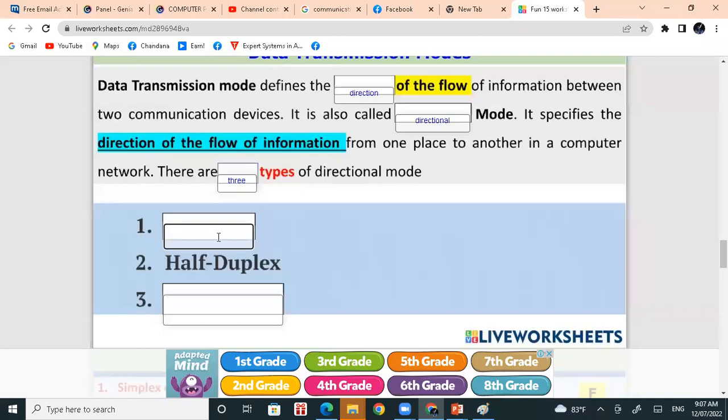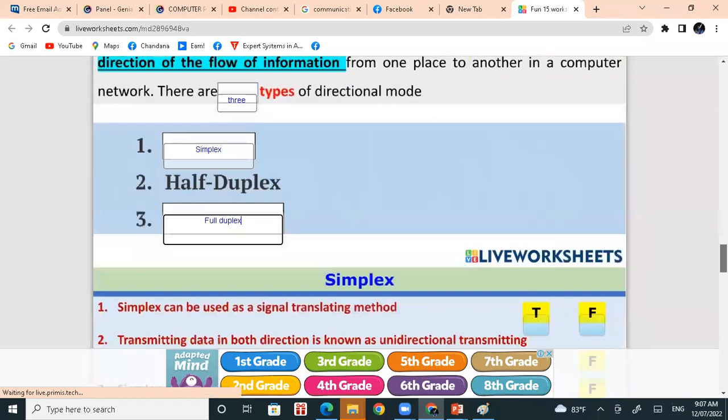First one, simplex. Then half duplex. Last one, full duplex. Right. Then move to the next slide.